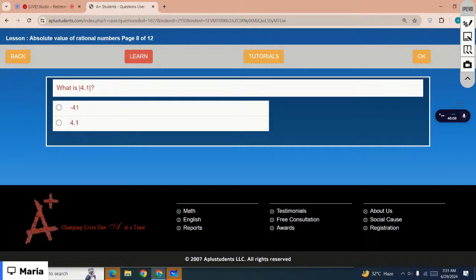What is the absolute value of 4.1? Which is the correct option? Option number two is the correct option. Got it.